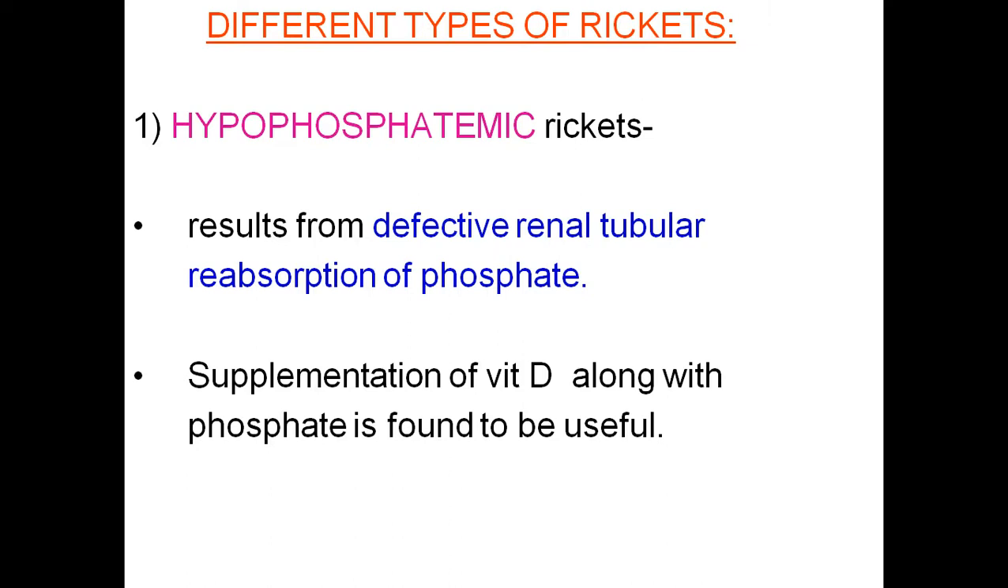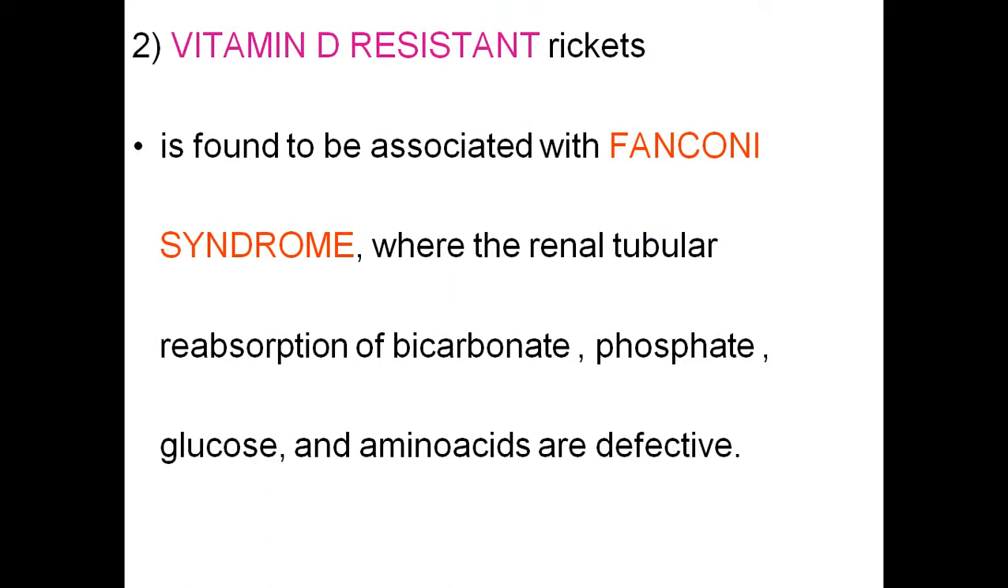So supplementation of vitamin D along with the phosphate is found to be useful in case of hypophosphatemic rickets. And vitamin D resistant rickets is another type of rickets. This is found to be associated with Fanconi syndrome, where the renal tubular reabsorption of bicarbonate, phosphate, glucose and amino acids is defective.